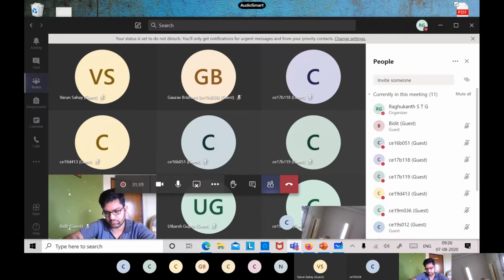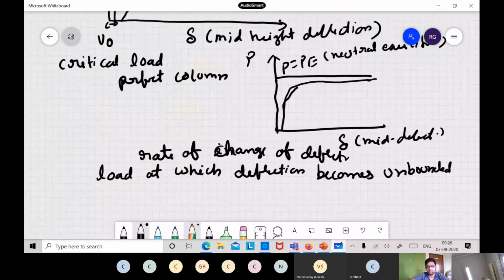Mathematically speaking, a perfect column means like this. That is a neutral equilibrium. But in reality, it never happens. So it is something like the rate of deflection becomes unbounded. That is how we take this buckling load. So this is a very important observation, which you have to make out from these imperfect columns.